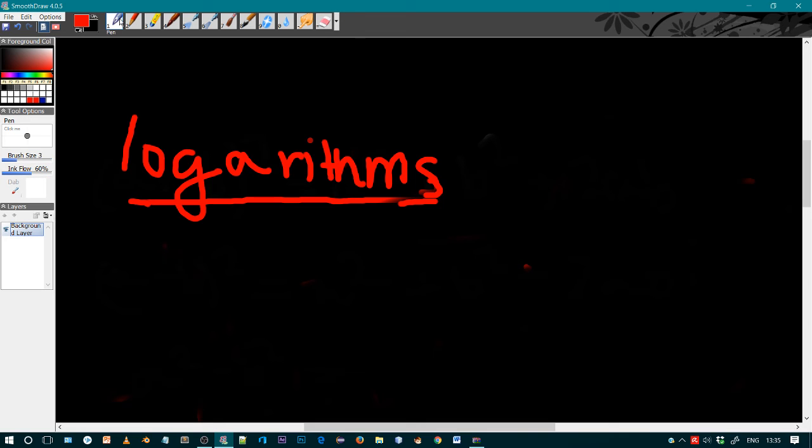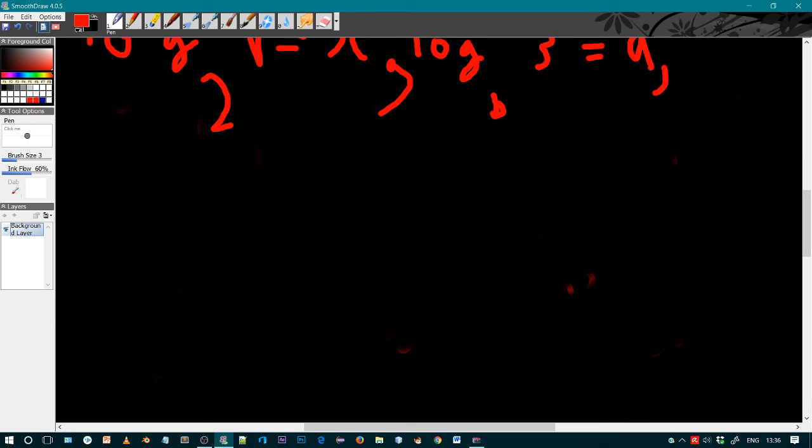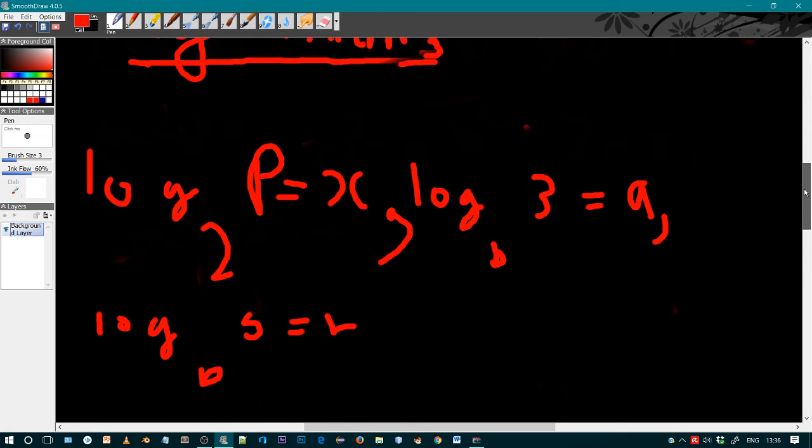Now I'm gonna give you one last question. Just one last question. Okay. Log base 2 p is equal to x, log b3 is equal to q, and log b5 is equal to r. These are our expressions.